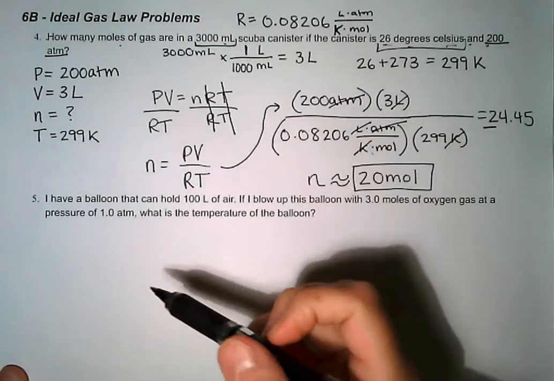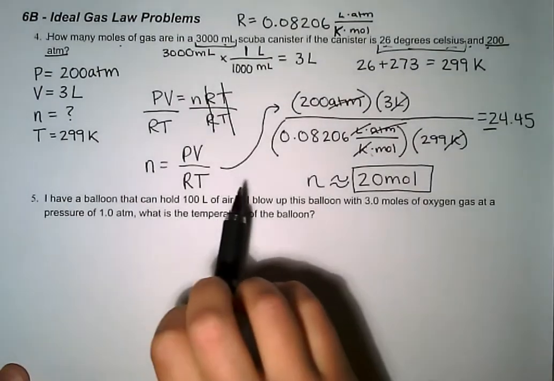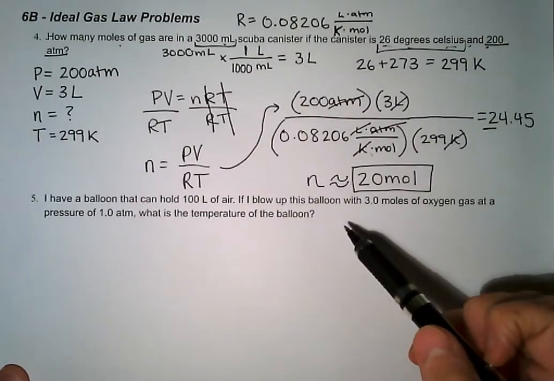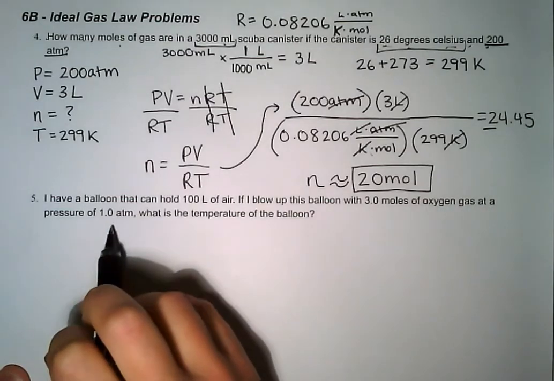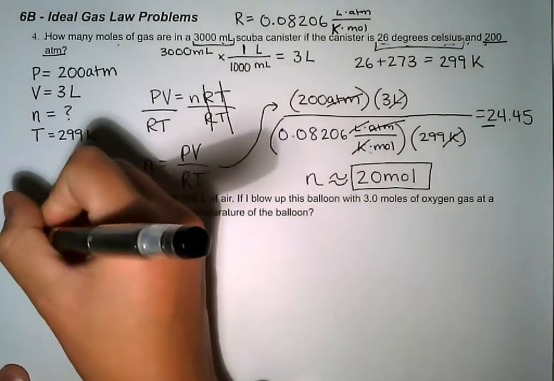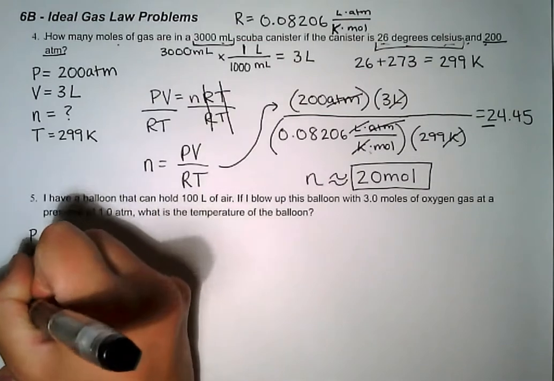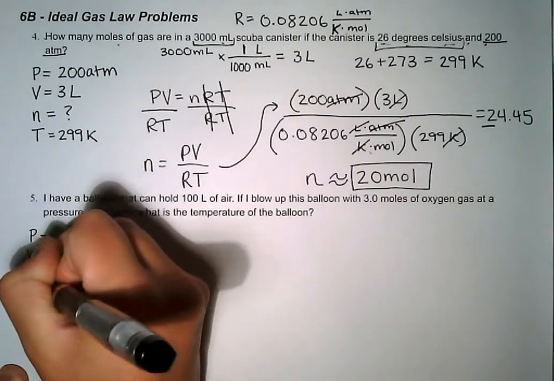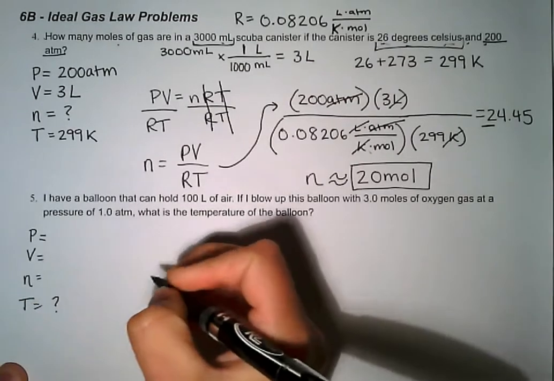Our last problem says, I have a balloon that can hold 100 liters of air. If I blow up this balloon with 3 moles of oxygen gas at a pressure of 1 atm, what is the temperature of the balloon? Okay, so let's write out our variables, P, V, n, and T. It says, what is the temperature of the balloon? So we'll put a question mark there.